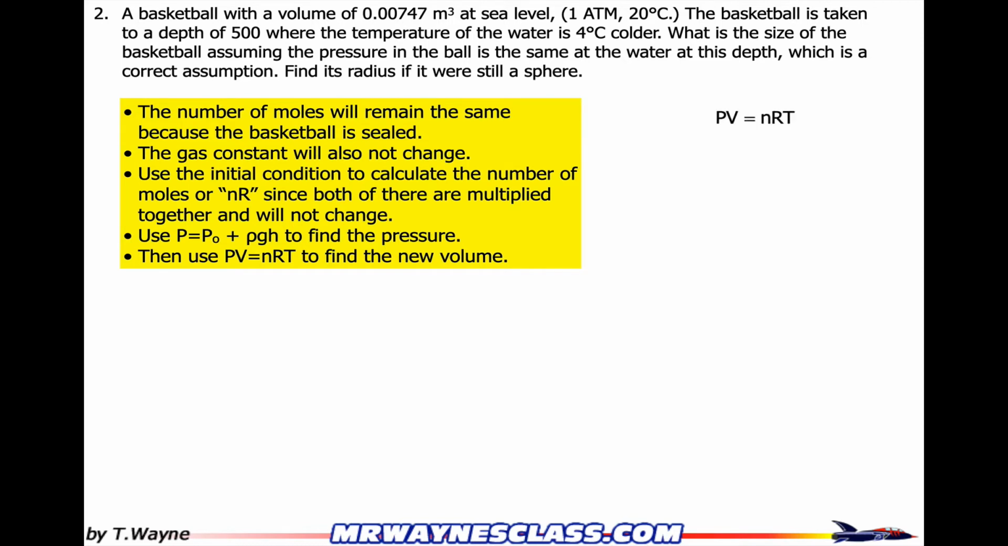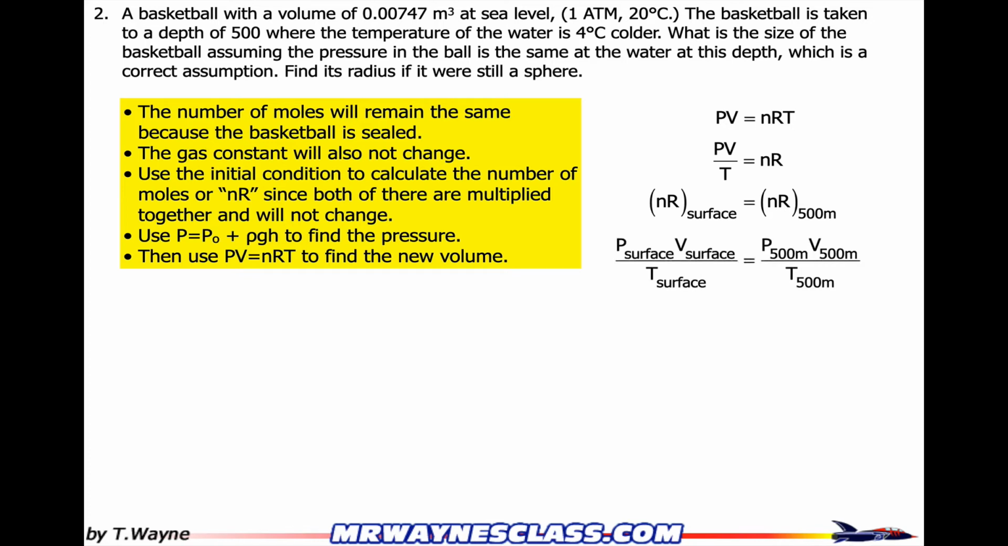Let's start with the ideal gas law, PV equals nRT, and I'm going to solve for everything that's not going to change between the surface and 500 meters. In this case, that'll be nR. So PV over T is equal to nR. This means that the product of the number of moles times R at the surface in the ball is the same as the number of moles times R at 500 meters in the ball. So because of our equation, we now know that PV over T for the surface is equal to PV over T at 500 meters. The problem I have with this is I don't know the pressure at 500 meters.